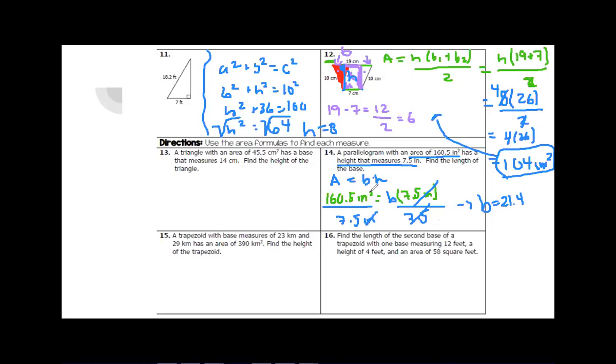I have to cancel one of them out. So I have inches squared on the top, and I'm divided by 7.5 inches on the bottom. So this is just laws of exponents. 2 minus 1 gives me inches. So the base is 21.4 inches.